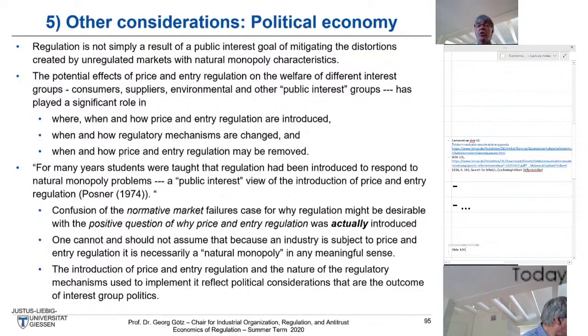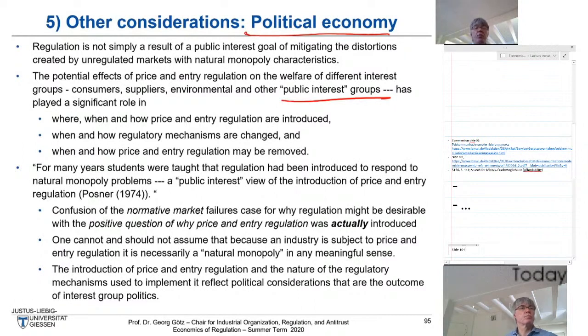Read Joskow's section here on political economy considerations. I really took it from here. This is really interesting and important stuff he puts up here. What is this political economy story about? It's about that regulation, as you see it, and if you observe it, very often is not due to just something like welfare maximization. It's a result of interest groups.